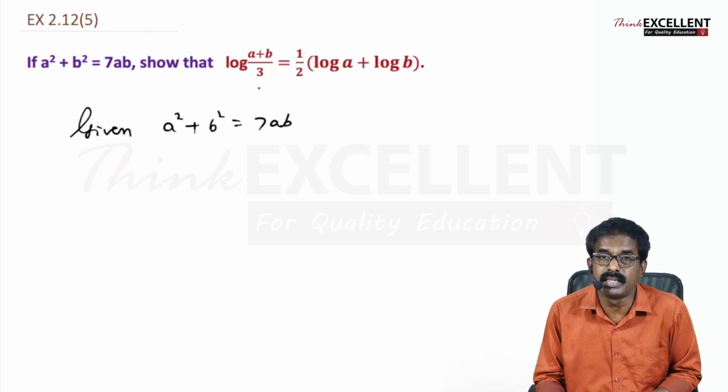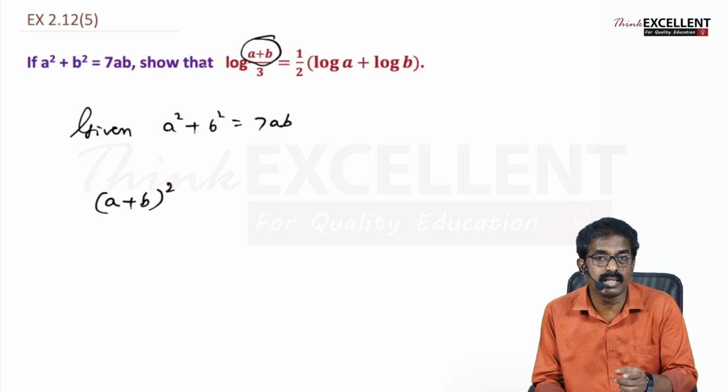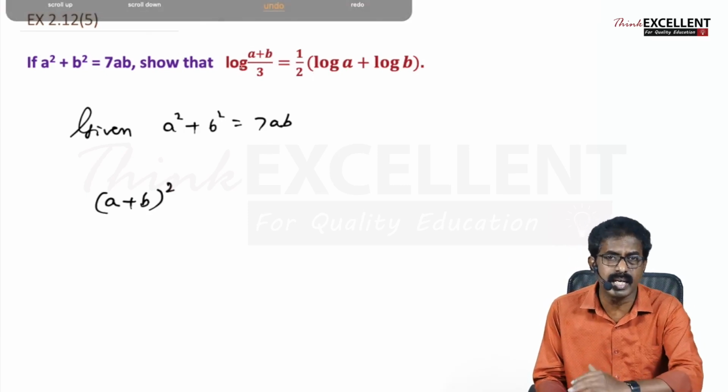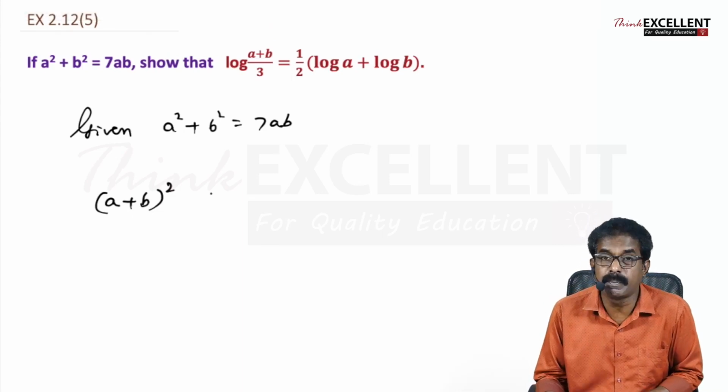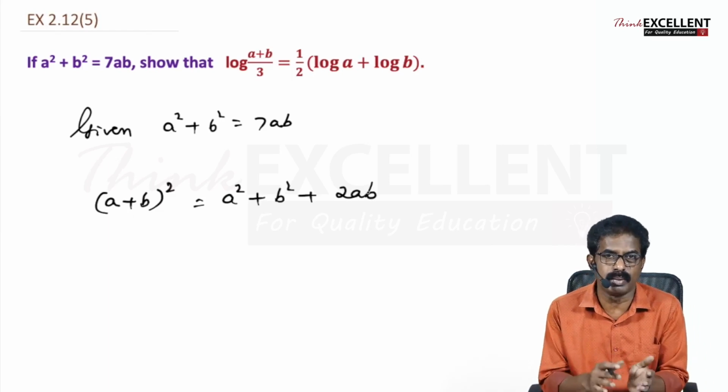Log of a plus b by 3. So what I am going to do, a plus b we want, right? So I am starting with a plus b the whole square. Why? Because we have a plus b. Suppose if it is a minus b, you start with a minus b the whole square. What is a plus b the whole square? A square plus b square plus 2ab, or a square plus 2ab plus b square.